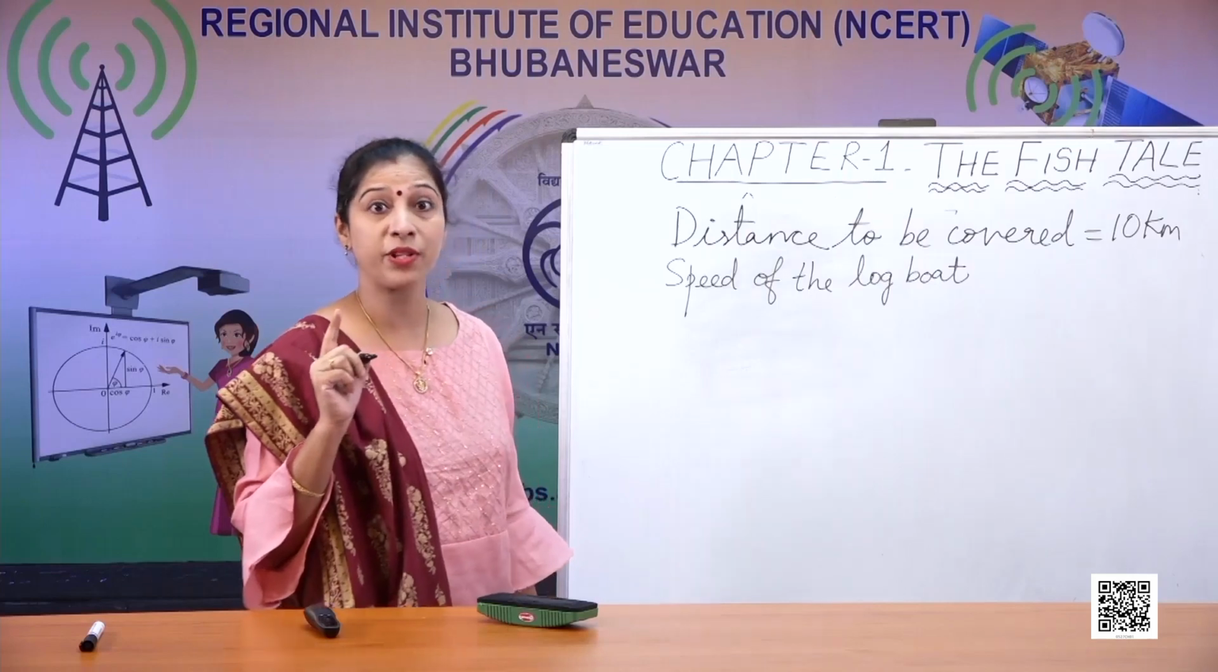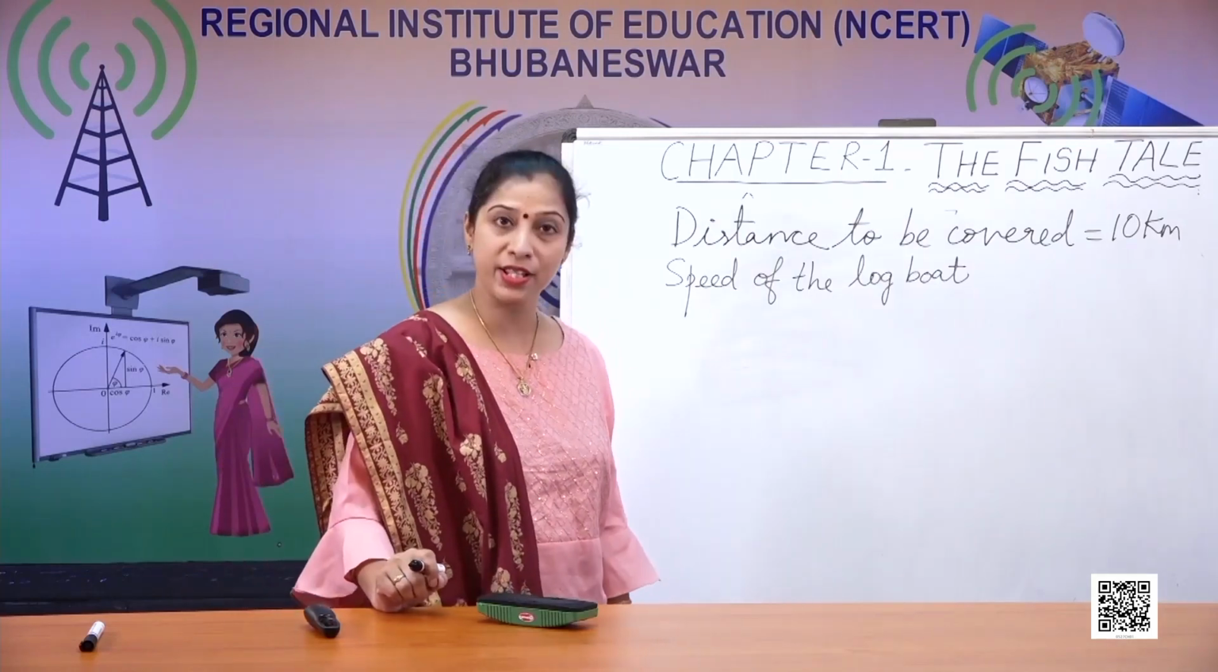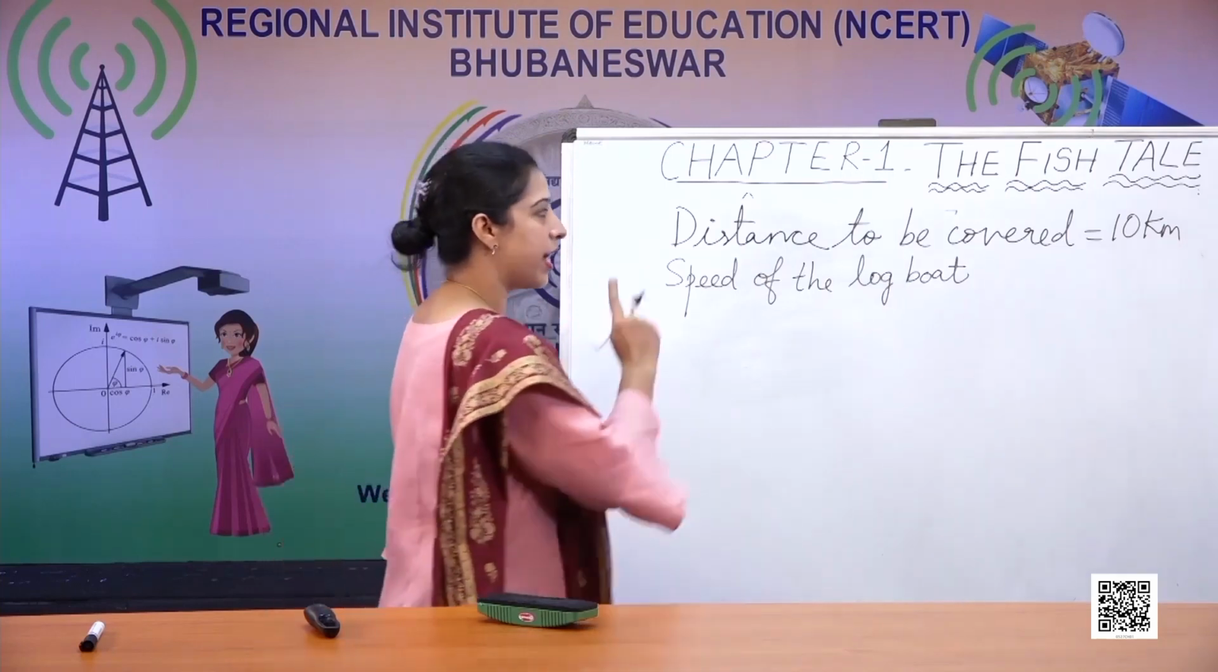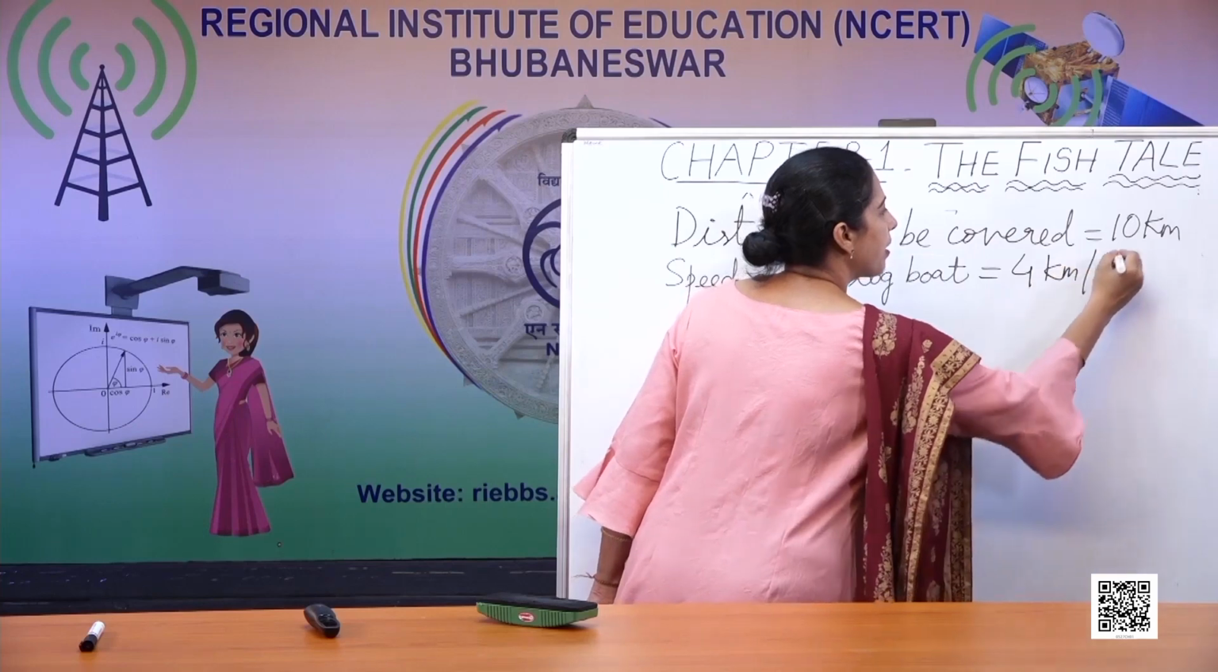Why is it called a log boat? Why is it not called any other boat? Because it is made up of wooden logs. That is why the name is log boat. And the speed of the log boat is 4 kilometers per hour.